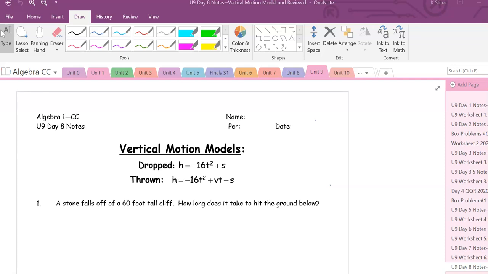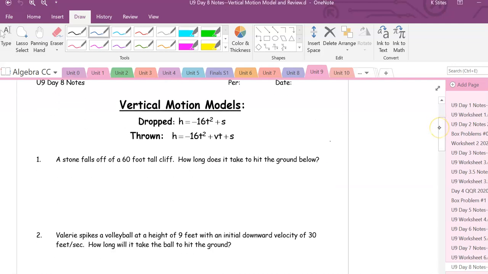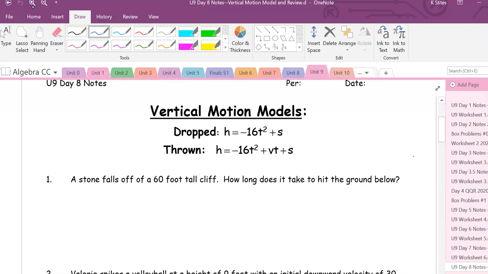Hello Algebra 1! Today we are going to be reviewing vertical motion model and we'll also be doing some quadratic formula. Alright, so here are two formulas. Again, this is the drop and the throw formula. The big thing is we use the throw formula whenever you're given velocity, and if you are not given velocity, we will use the drop formula.